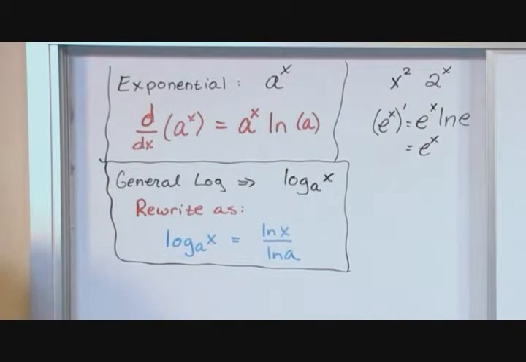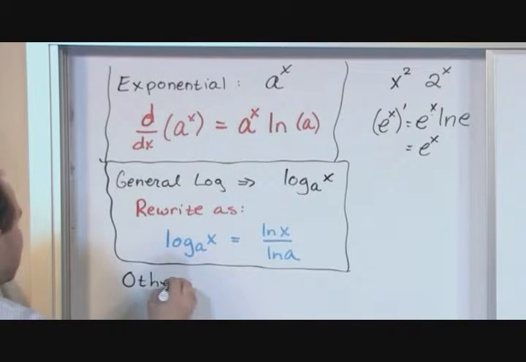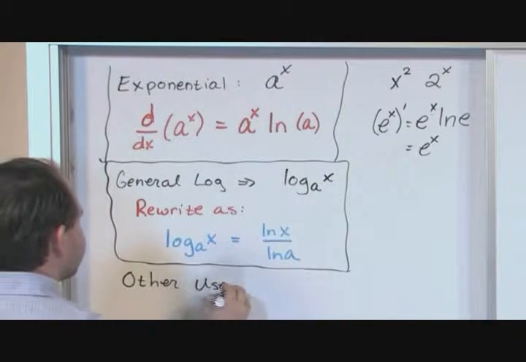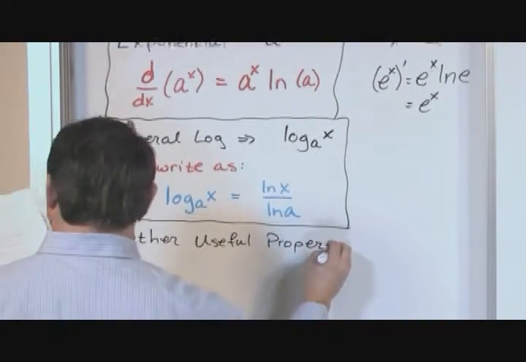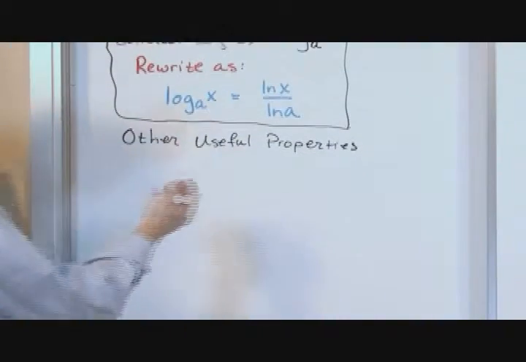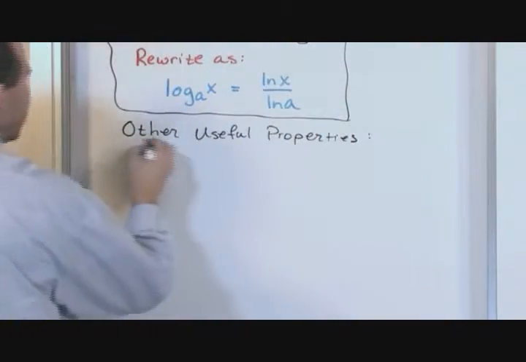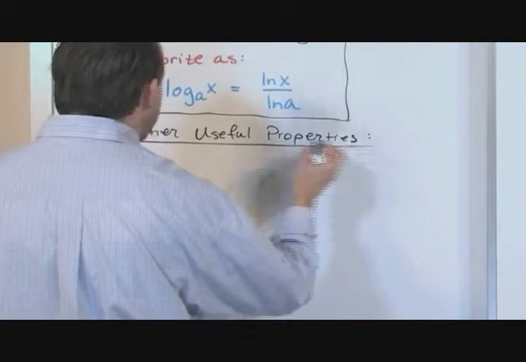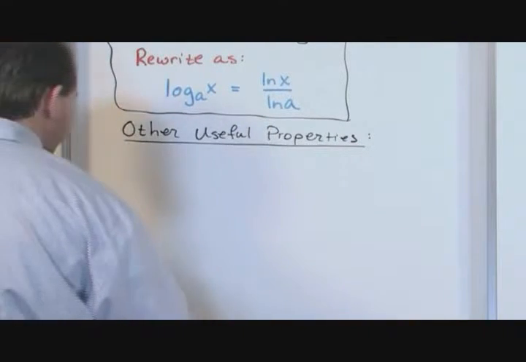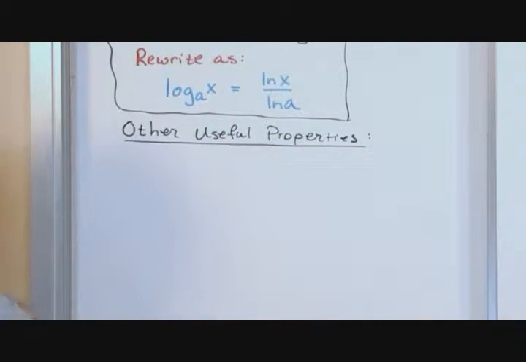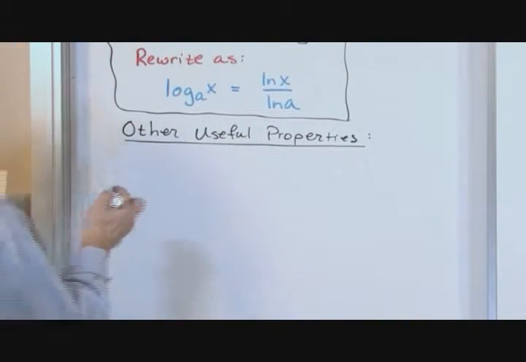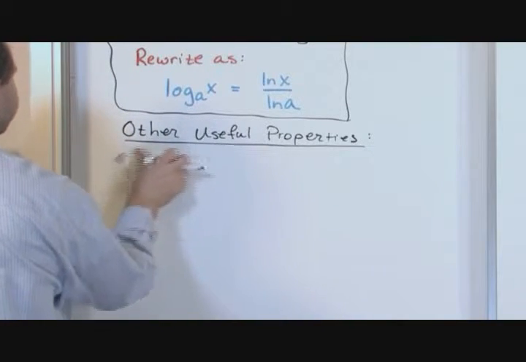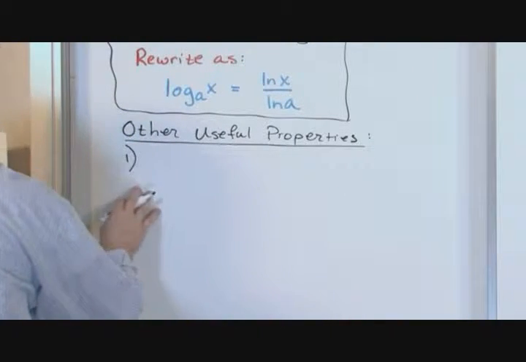Okay, now here's some other things that are going to be helpful in this section. Other useful properties. What I mean by that is other useful properties of logs and exponentials. Basically, a lot of these functions are going to really benefit if you can rewrite them in another form, just like we were rewriting this one. Here's the first one. I'll put a little star by it. Actually, let me just put a number by it. Here's the first guy.